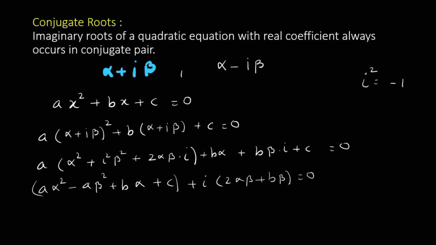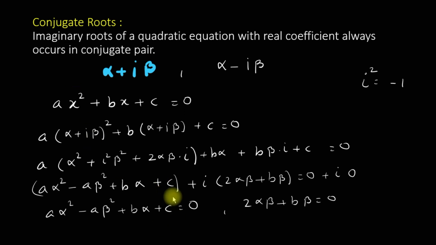So here the complex number can be written as 0 plus i into 0, so the imaginary part is 0 and the real part is 0. So we have a alpha square minus a beta square plus b alpha plus c equal to 0, and 2a alpha beta plus b beta equal to 0. This is the condition that alpha plus i beta is a root of the given quadratic equation.